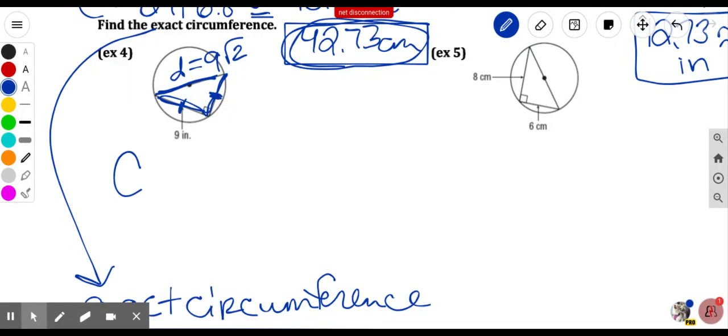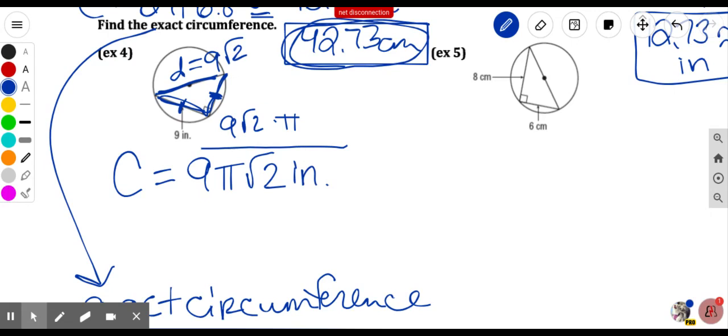So now for your answer, we literally just put 9 radical 2 times pi. But the way that you should write it a little bit better is the pi goes next to the 9. So if you started off like this, 9 radical 2 times pi, I put the pi in between the 9 and the radical. That way you don't accidentally put it underneath like that. So this would be your answer, and then you would just label units, inches. Okay, so that's the first one.